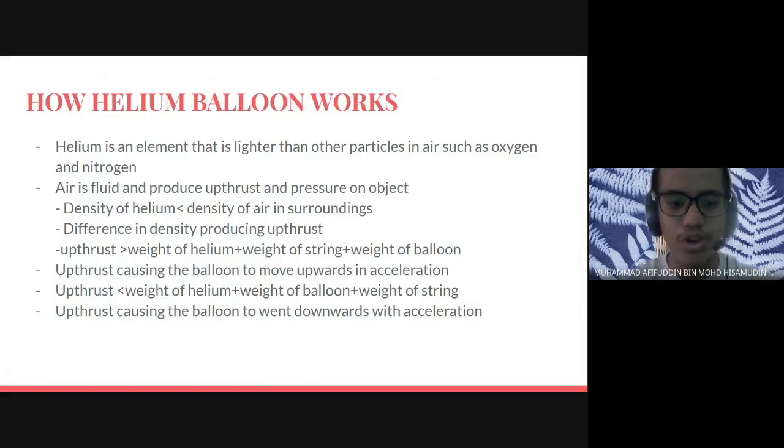When the upthrust is more than the weight of helium plus the weight of string plus the weight of balloon, which is the total weight, the upthrust causes the balloon to move upward with acceleration, following the principle of buoyant force and Archimedes principle. Next, when the upthrust is less than the total weight, which is the weight of helium plus the weight of balloon plus the weight of the string, the balloon goes downwards with acceleration, which is negative acceleration, negative buoyancy.